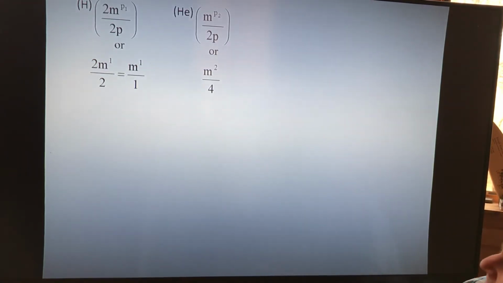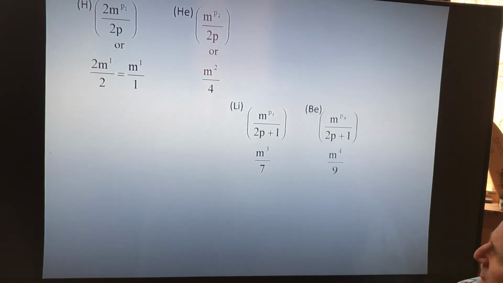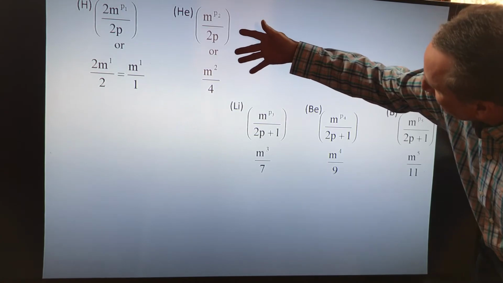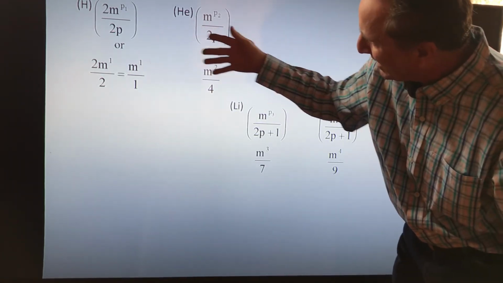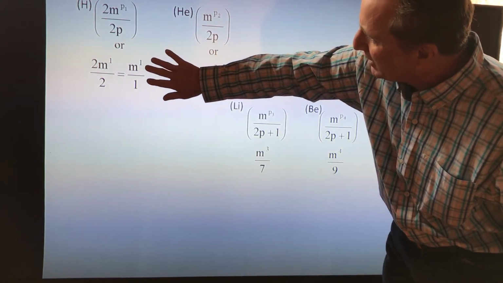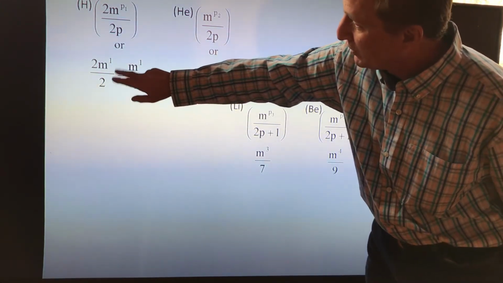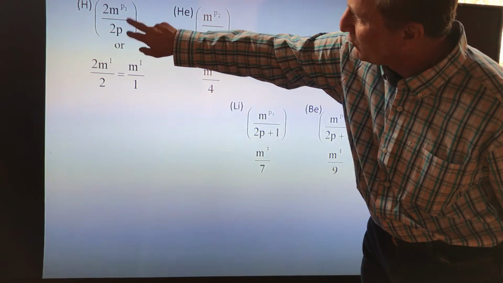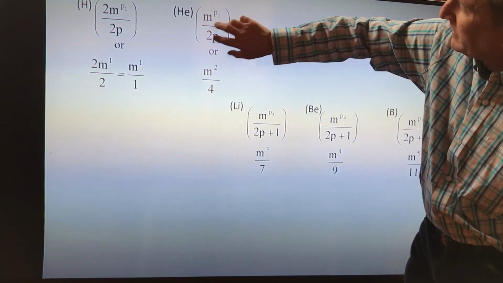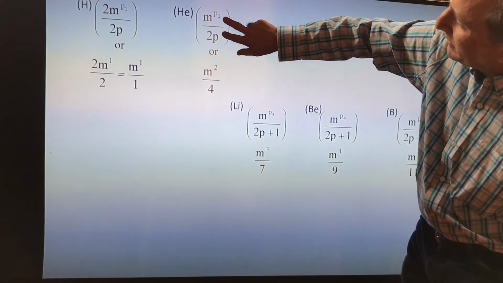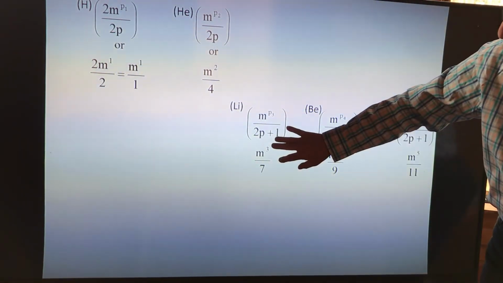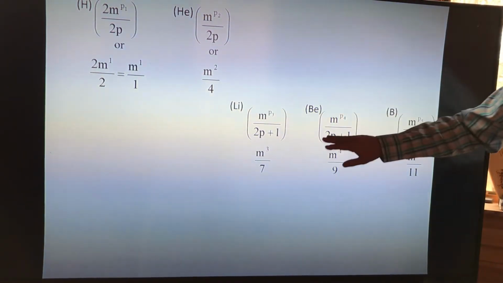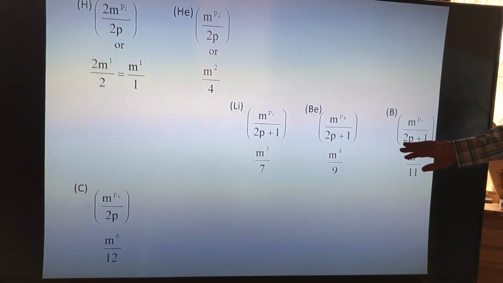All right, so you keep doing that for all of the periodic table, and what you find is that the first two masses are dimensions of mass. They follow the 2p over, the first one, of course, is 2m to the p over 2p. But after that, it's m to the p over 2p. Those are the first two dimensions. And then it goes to a deconstruction. It's a 2p plus 1, 2p plus 1, 2p plus 1.